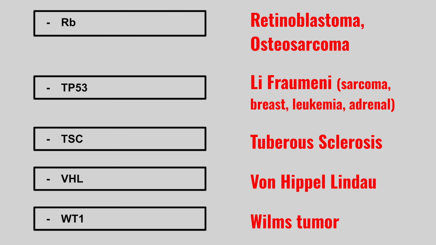To recap some high yield points for some of these important syndromes, remember in tuberous sclerosis, this is the one where you can get the angiomyolipomas, the ash leaf spots, and the shagreen patches on the skin. In von Hippel-Lindau, you get the pheochromocytomas, the renal cell carcinoma, and the hemangioblastomas. And then remember in Wilms tumor, it's usually the younger patients who present with a kidney tumor.